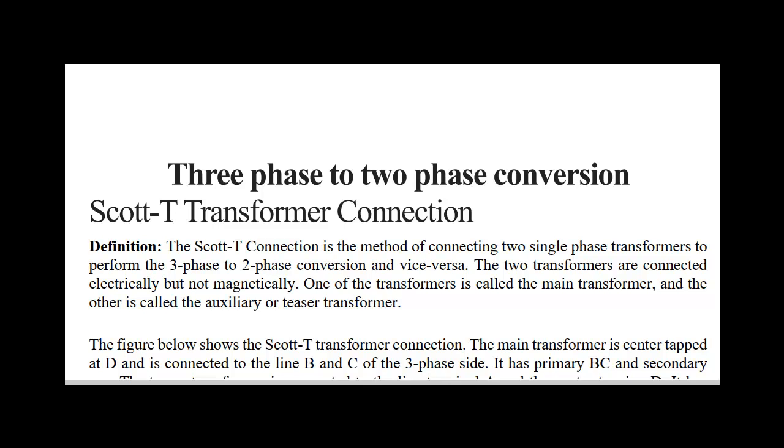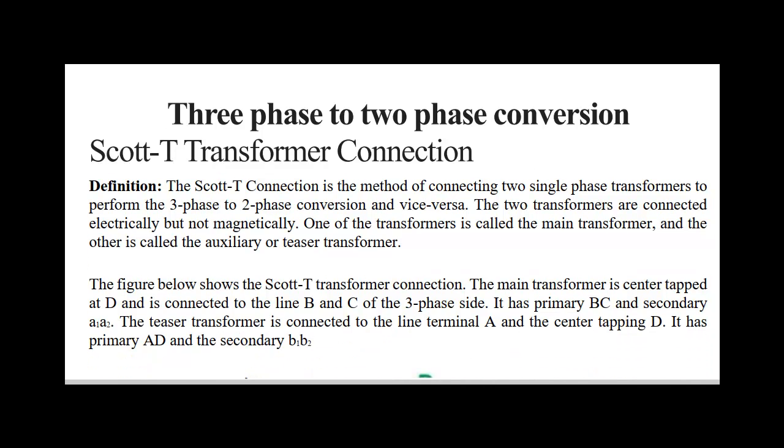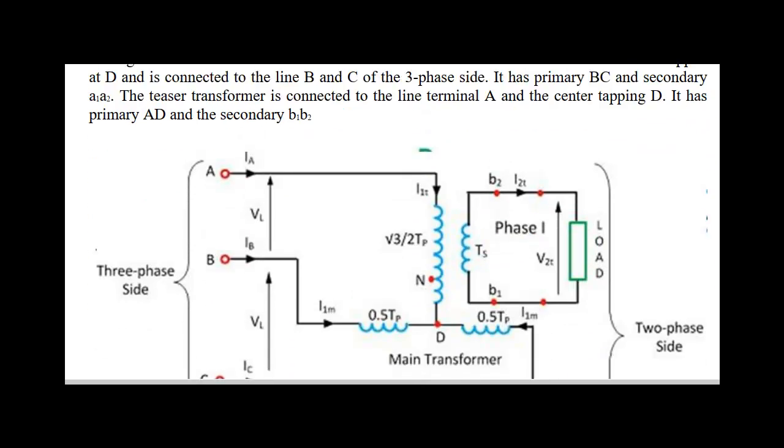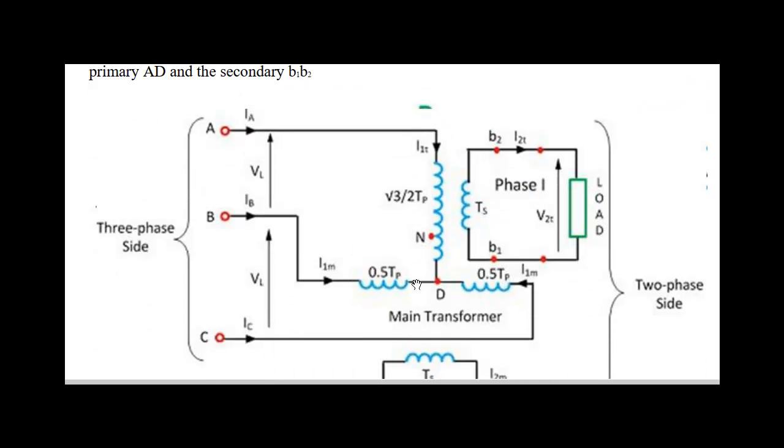Hello, I welcome you to this lecture on electrical machines, based on three-phase to two-phase conversion. This type of conversion is also known as the Scott-T transformer connection. T means that the windings are connected in a T manner physically. You can see this is a T.